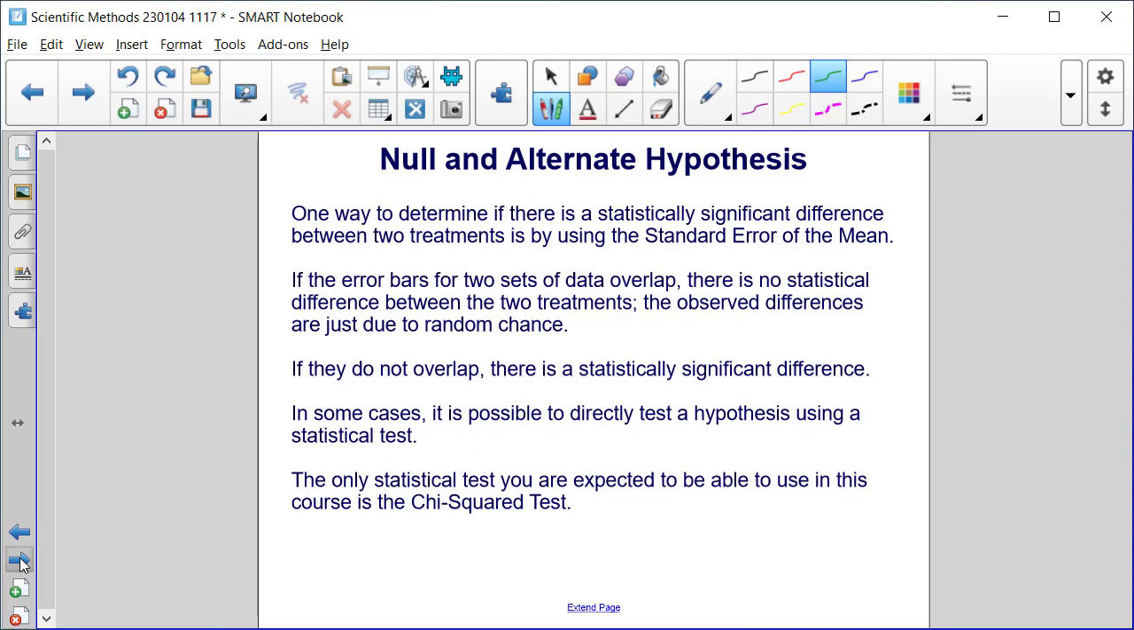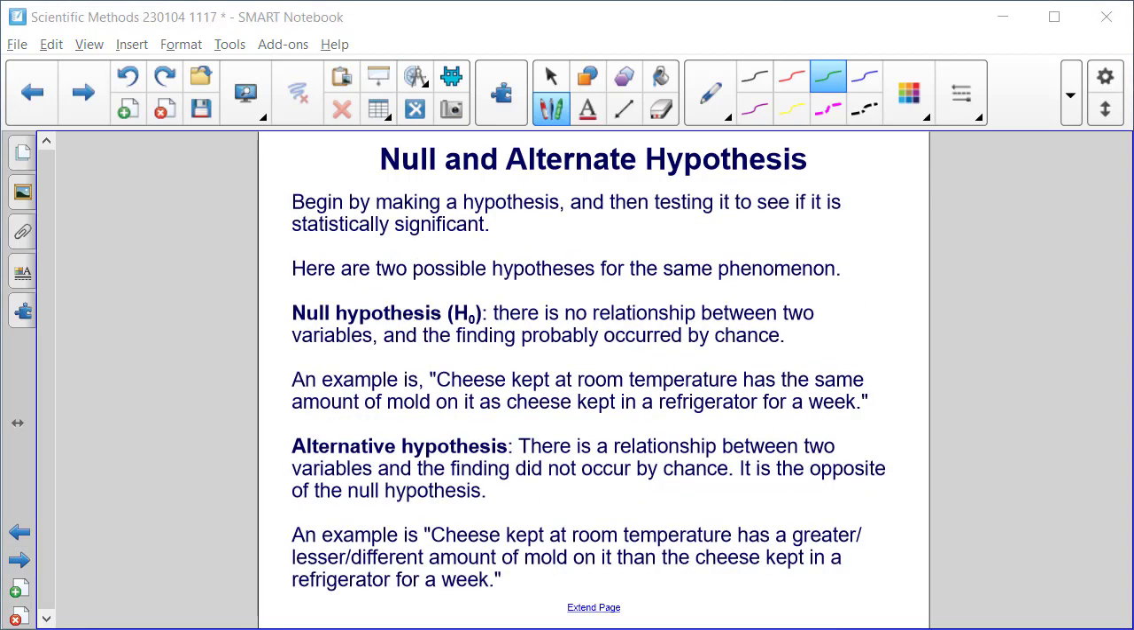In some cases, it is possible to directly test a hypothesis using a statistical test. The only statistical test that you are expected to be able to use in this course is the chi-squared test. Begin by making a hypothesis and then testing it to see if it is statistically significant. Here are two possible hypotheses for the same phenomenon.